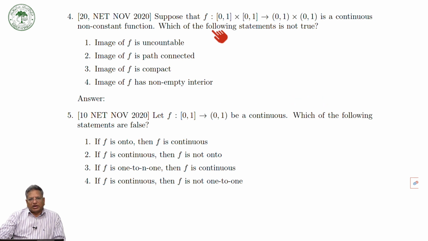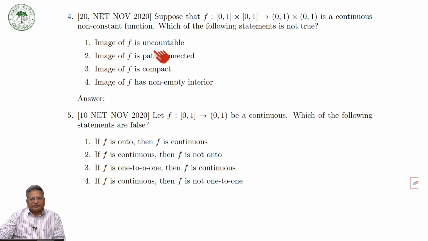Next, suppose that f is a continuous function. It is a non-constant continuous function, and keep in mind it is from the closed interval 0 1 cross closed interval 0 1 to the open interval 0 1, not a self map. It is a continuous function but not a constant function. Then which of the following statements is not true? Image of f is uncountable.